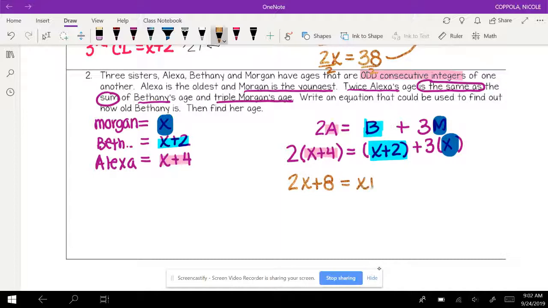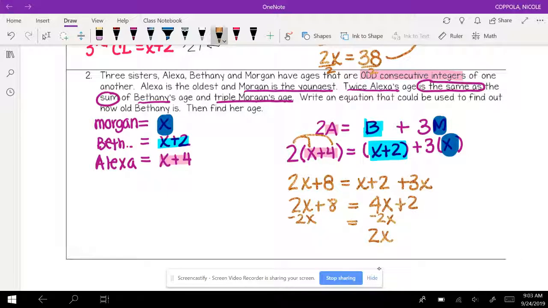So here's me doing the math. I don't need the parentheses on this right-hand side because there's no subtraction or multiplication, but I did have to distribute here. All right, so I'm left with 2x plus 8 equals 4x plus 2. I'm going to move the x's to the right-hand side. So minus 2x, minus 2x. So I'm left with 2x. Still have the 8 here.